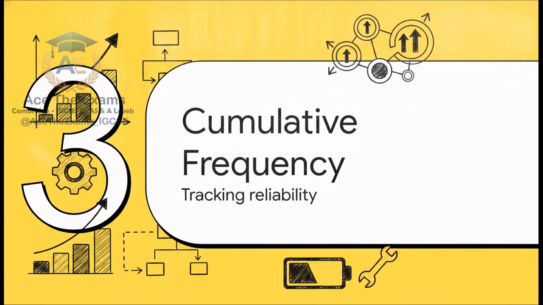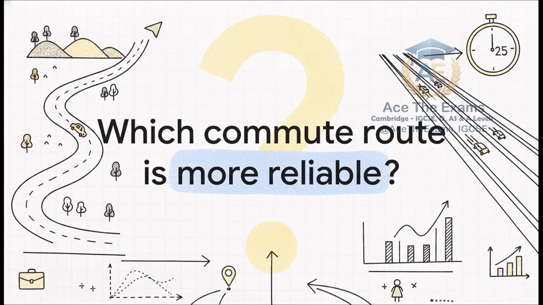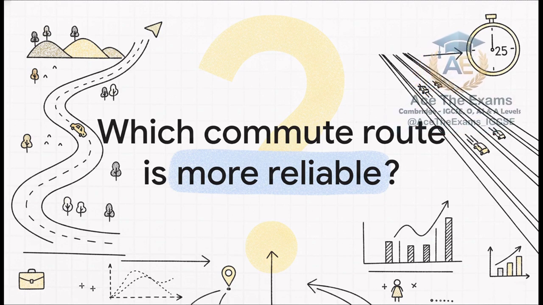That brings us to Section 3, Cumulative Frequency Curves. This is where we track accumulation and figure out real-world reliability. Let's look at a highly practical, everyday example from the text. A businesswoman records her morning commute times, and she's asking us to use statistics to decide if taking the motorway or the country roads is the more reliable choice to get to work. Specifically, she needs to know which route gets her to the office in under 25 minutes consistently. I mean, we all face choices like this every single day, right?